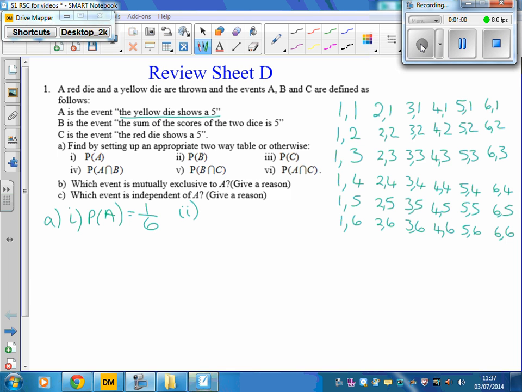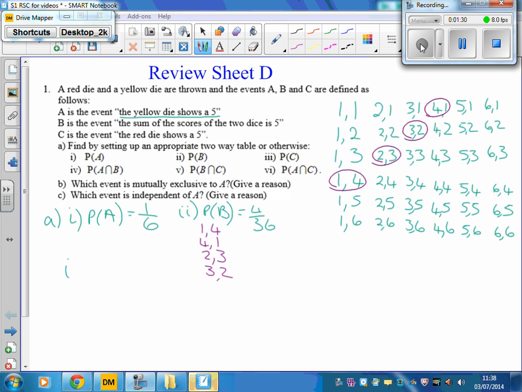Part 2, the probability of event B, that the score on the two dice is 5. So we could use our two-way table, and we've got a 1 and a 4, 2 and a 3, 3 and a 2, 4 and a 1. So if you've got your two-way table, it is easy to see, or we could have just thought, what numbers do we actually want? The score on the yellow and the score on the red. 4 possibilities, so it will be 4 out of 36.